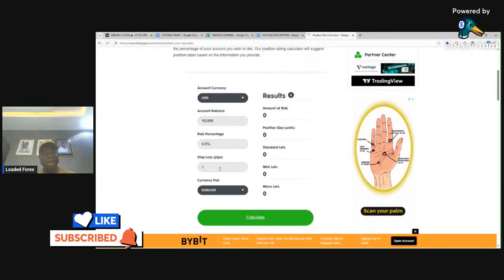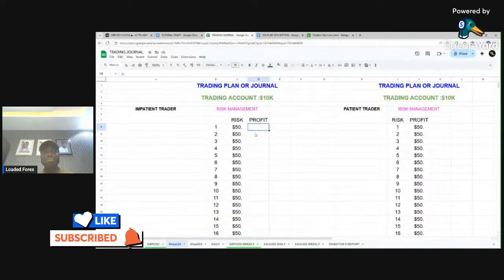Let's assume we are risking probably a 20 pips stop loss. Let's calculate it now. So the impatient trader on his or her first trade will be risking 0.25 lot size, right?